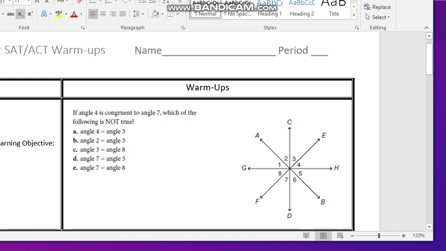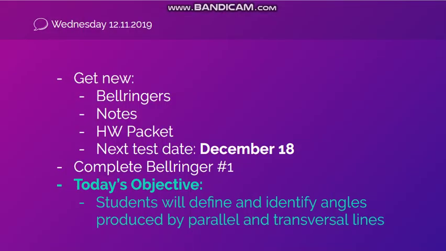We know that 4 is congruent to 8. We know that 4 is congruent to 3. So we know that 3 and 8 are congruent. We know that 7 and 3 are congruent because they are vertical. And we know that 7 and 8 are congruent because 4 is congruent to 8 and 4 is congruent to 7. So they must be equal to each other. So we know E is true. That leaves B as our only option. We do not know with the given information that 2 and 3 are equal. So that is our warm-up for today.